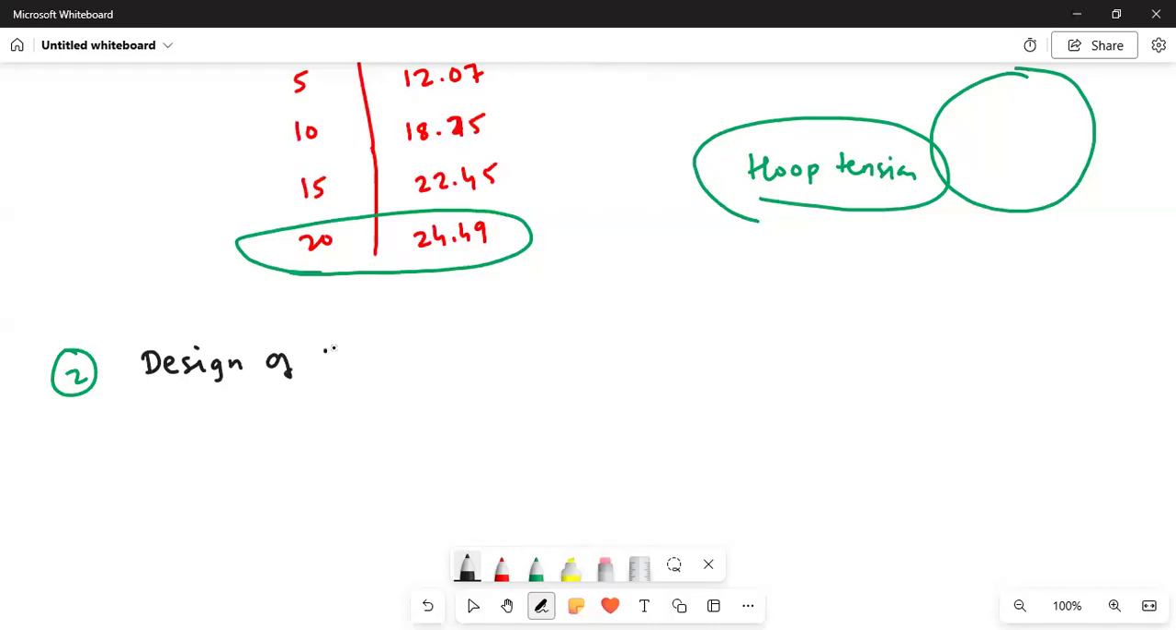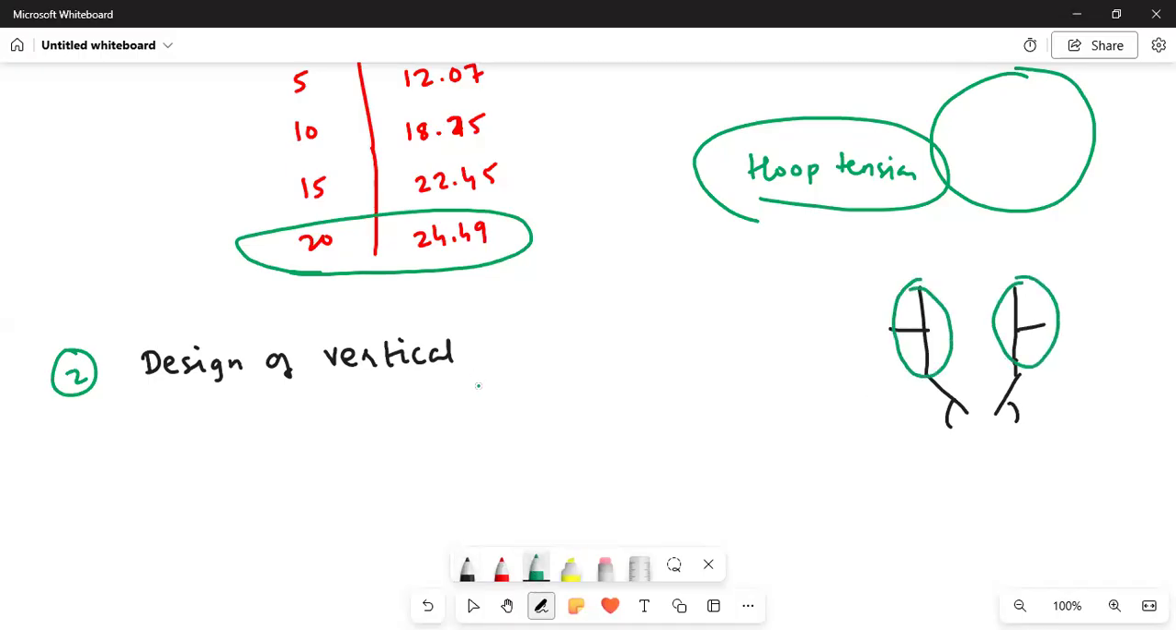Design of vertical wall or side wall, you can call. See this that you have in the silos. This is your vertical wall and this is the hopper bottom. Okay. So what we are doing now, we are designing the vertical wall or the side wall. Design of vertical wall.